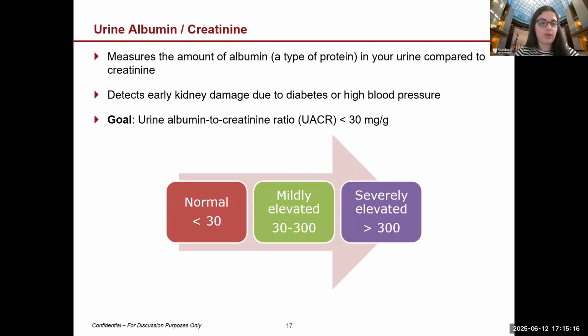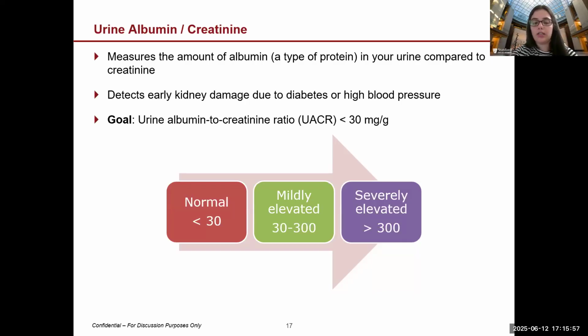So the name kind of gives it away. It's a urine test and not a blood test. It usually measures the amount of albumin in your urine compared to creatinine. So again, albumin is a protein that should normally stay in the blood. If it was found in the urine, it means that the kidneys are leaking this protein into the urine, which is a sign that your kidneys may be damaged. And we usually compare albumin to creatinine in the same urine sample to help us get a standardized ratio.